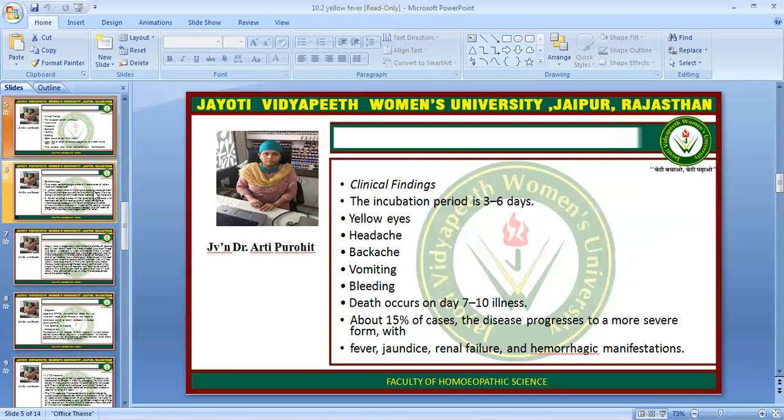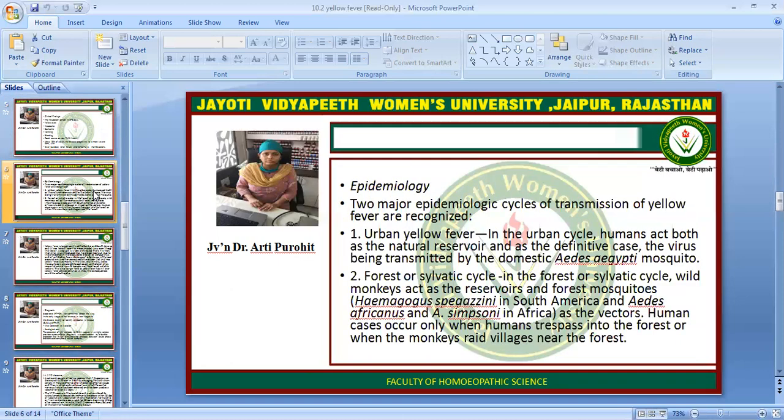Clinical findings: the incubation period is 3 to 6 days. There is yellow eyes, headache, backache, vomiting, and bleeding. Death occurs on the 7th to 10th day of illness. In about 15% of cases, the disease progresses to a more severe form with fever, jaundice, renal failure, and hemorrhagic manifestations.